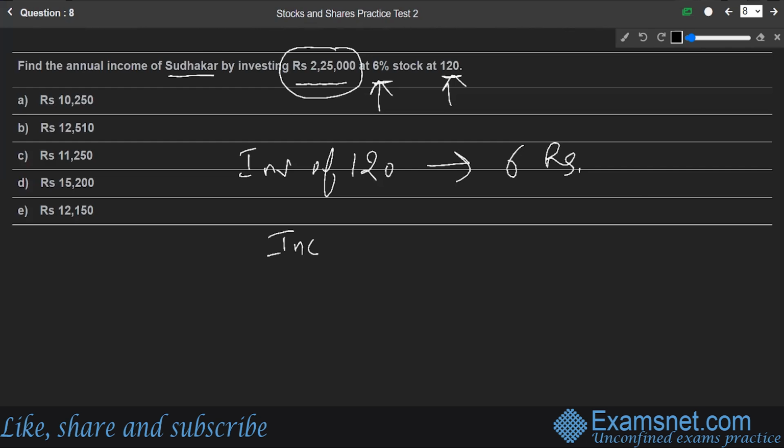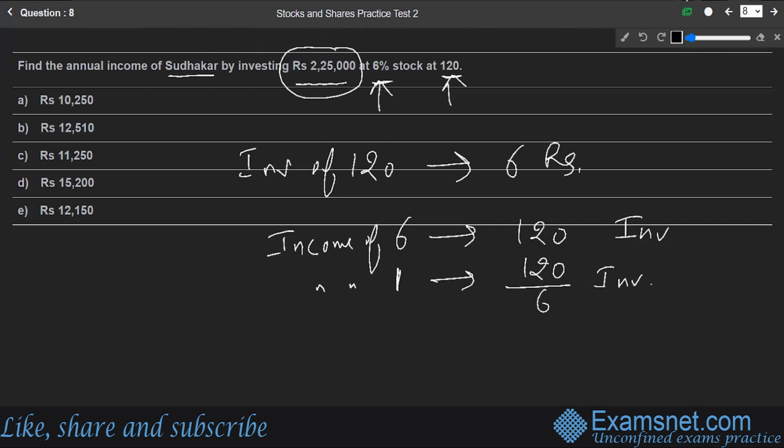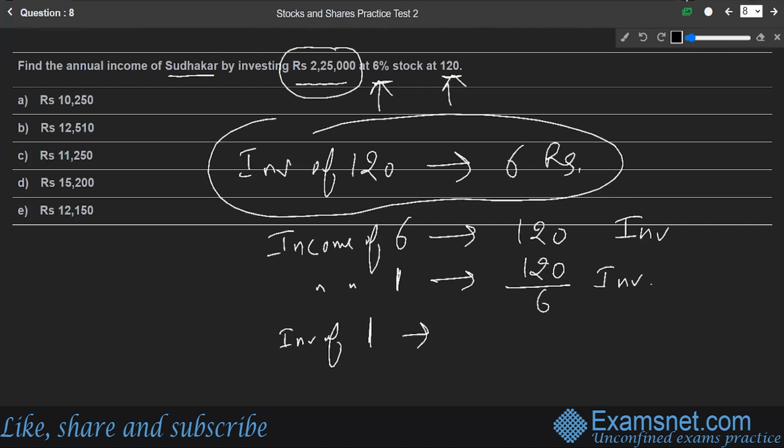Now, if investment of rupees 120 is fetching 6 rupees, we can inverse this also. So we can say income of 6 rupees will come when you invest how much? 120. Okay. So by unitary method, income of 1 rupee will come if you invest 120 by 6. We are supposed to find out the total income. So investment of 120 gave 6 rupees. So investment of 1 rupee would have given you 6 by 120 rupees.